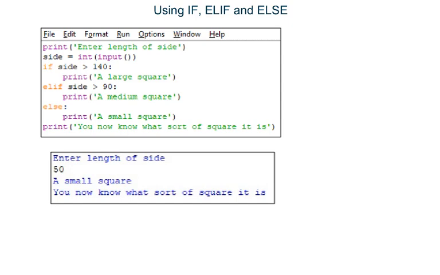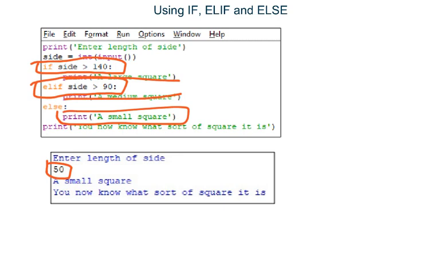I ran the program a third time and this time entered the integer 50. The program checked whether 50 is bigger than 140. It's not, so it didn't do this line. It then checked if 50 is bigger than 90. It's not, so it didn't do this line. I'm left with an else, so it has to do this line. It outputs a small square.